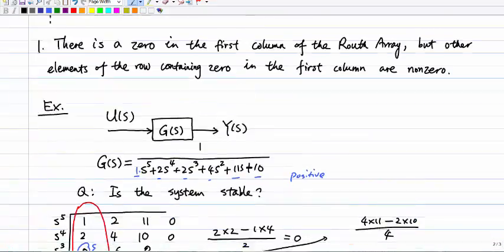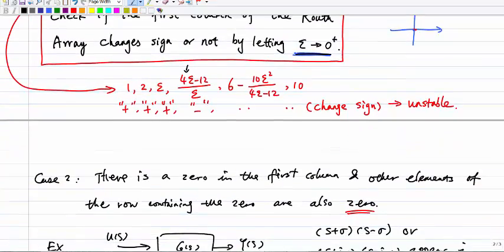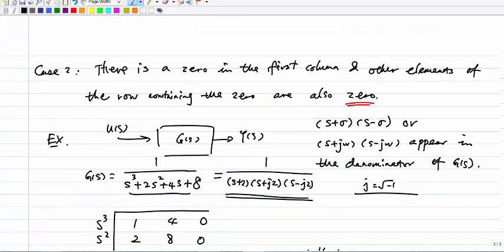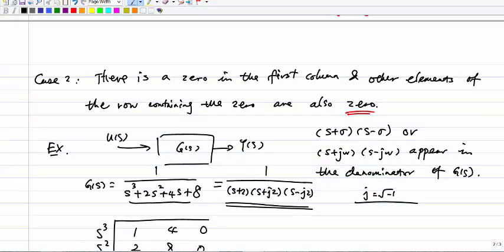So this is the first special case. The second special case is when there is a 0 in the first column, and the other elements of the row containing the 0 are also 0. This is a little bit different from what I mentioned before. Let me give you an example showing what's happening.